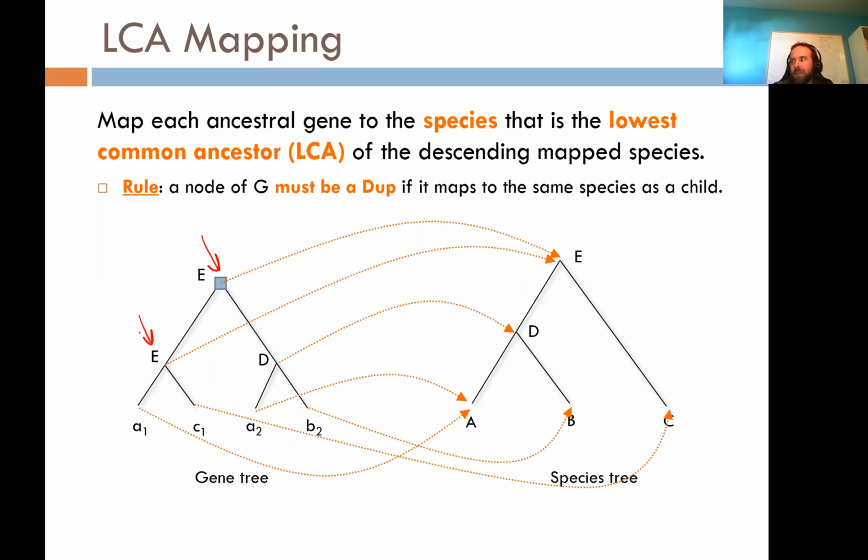I'll just say intuitively why this node on top has to be a duplication: speciations send the gene to the two descending species, and obviously here it did not do that. So it's probably a duplication. Okay, that's just an intuitive reasoning, but that's the idea.